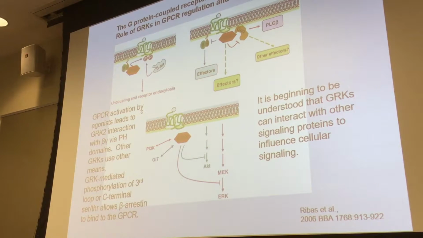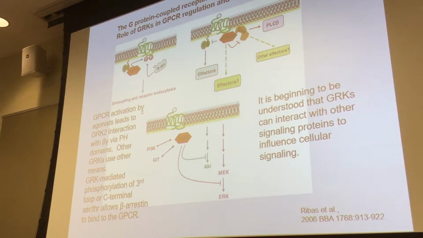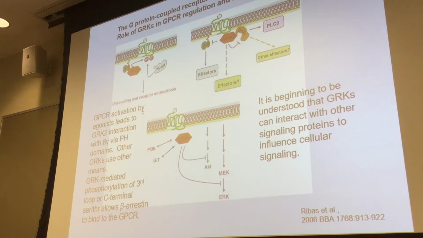arrestin binding. So the 2 that I'm going to show you a little bit about today are GRK2 and GRK5. And they've got some interesting regulation. Not to say that the others are not important, but on the other hand, if you're going to try to begin to think about things, it's probably better to think about a narrower group, and then you can understand what some of the differences are a little bit later.